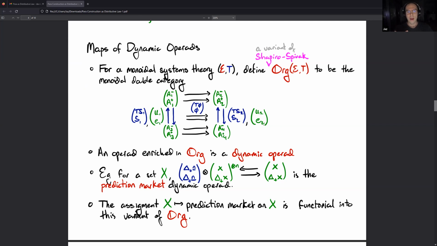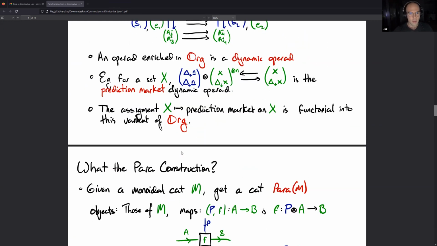And this assignment of sending a set to the prediction market dynamic operad on it is functorial when you land in this variant of Org. And this appeared in the triple category thing on one of the sides there. So we're going to see that. But I should move right along to actually telling you what the para construction is.